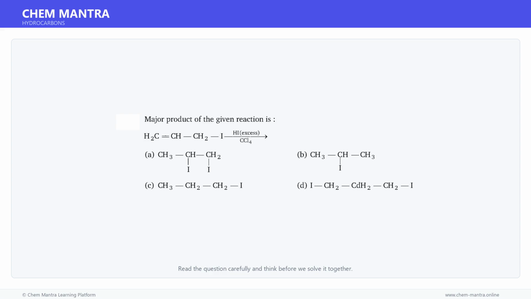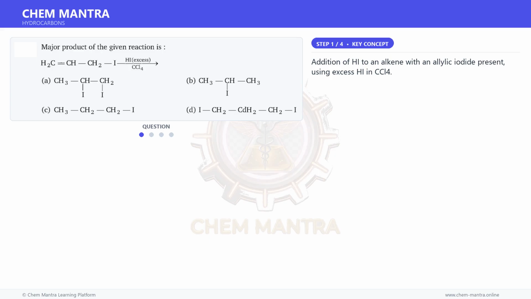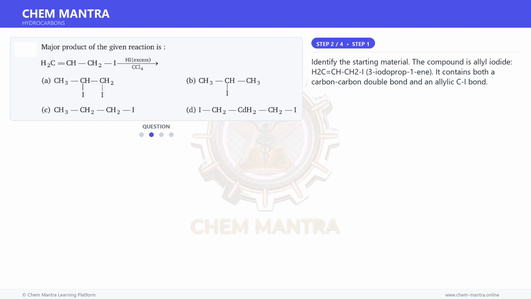Here is a question. Read it carefully and think about the answer. Let us solve it step by step. Let us first understand the key concept here. Addition of HI to an alkene with an allylic iodide present, using excess HI in CCl4. Moving on to the next step.